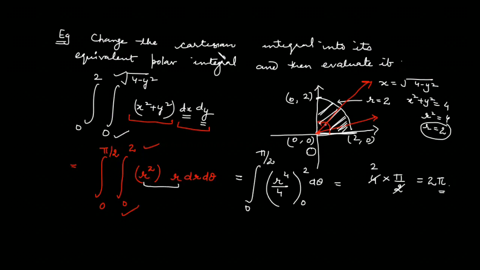Right? So in this question, we first change the Cartesian integral into its equivalent polar. We convert this integral into polar by substituting x to be r cos theta, y to be r sin theta, and by replacing dx dy with r dr d theta. By writing the limits for r first and then for theta, we evaluate this. Now just see one more example. Now just see what will be the area in polar.